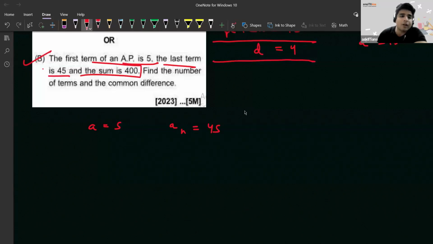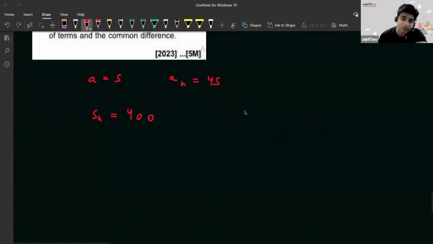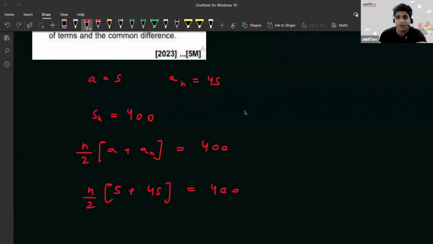Yes, the sum is 400, right? I have been given that sum of n terms is 400. Find the number of terms and the common difference, right? So I've been given the first and the last term. So I will use that formula of sum of n terms. What was that formula, everyone? N by 2, A plus AN is equal to 400. Yes, N by 2, A is what, everyone? 5. And the nth term is 45, equal to 400.